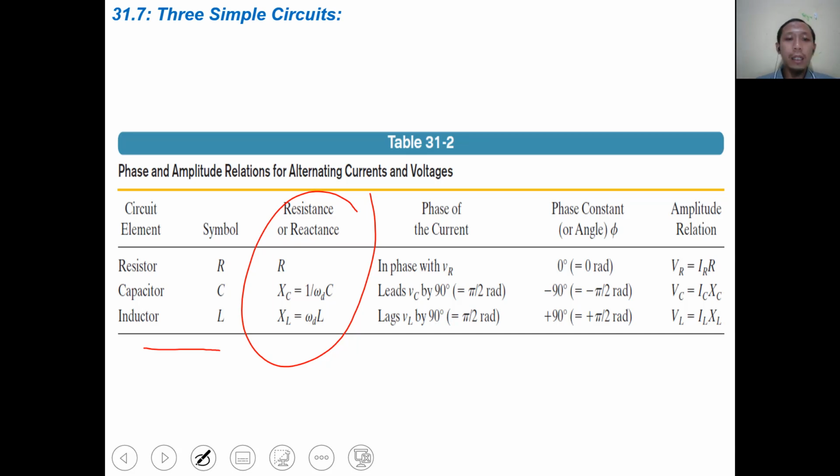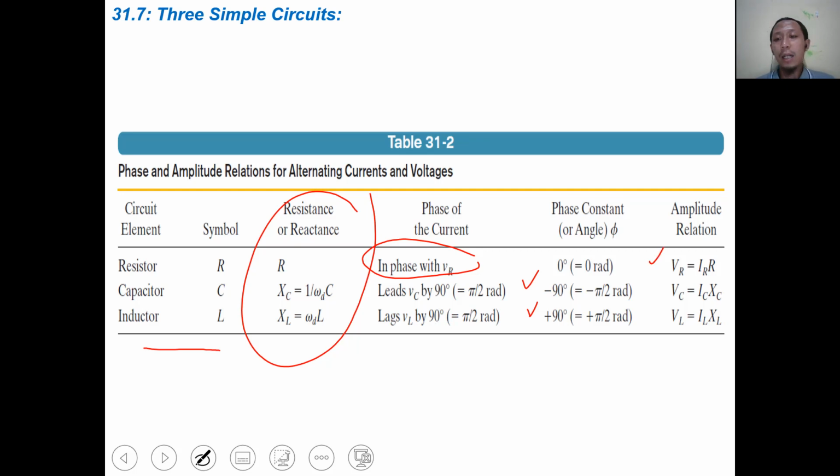And then the phase of the current. For a resistor it is in phase, which means that the voltage and current are at the same time. For the capacitor, the current leads VC by 90 degrees. For the inductor, the current lags VL by 90 degrees. So the phase constant of the resistor is 0, for the capacitor it is minus 90 degrees, and for the inductor it is plus 90 degrees.